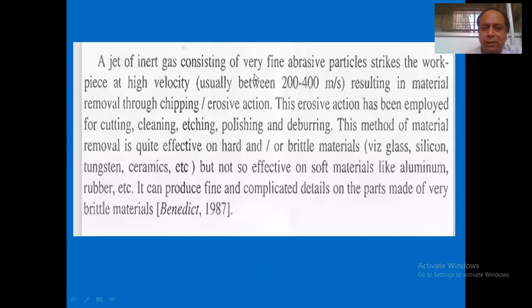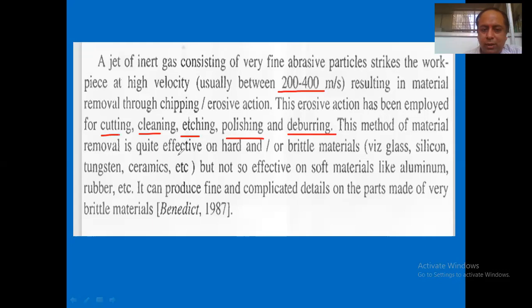So a jet of inert gas consisting of very fine abrasive particles strikes the workpiece at high velocity. Now that is important, as I said, this definition is more technical. What is the velocity? It is in the range of 200 to 400 meters per second, resulting in material removal through chipping and erosive action. This erosive action has been employed for cutting. What all can we do with it? You can cut, you can clean, etching is there, polishing is there, and deburring will be there.